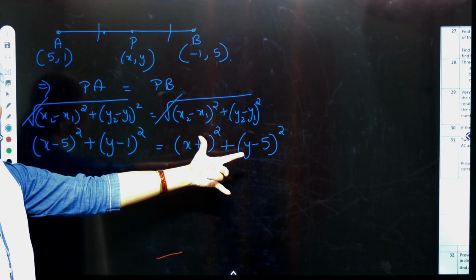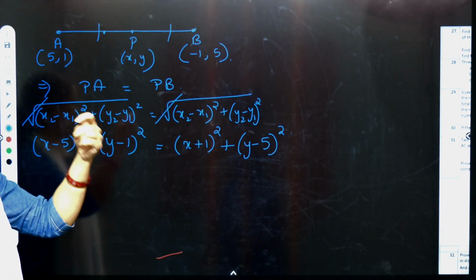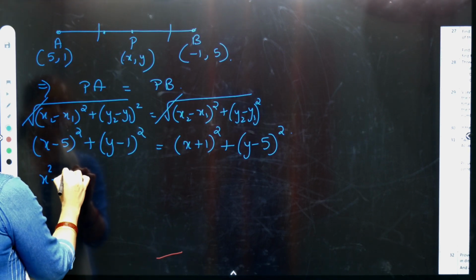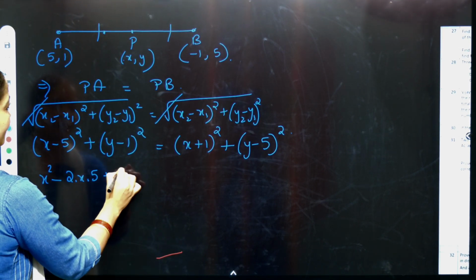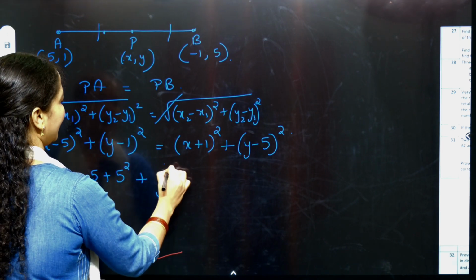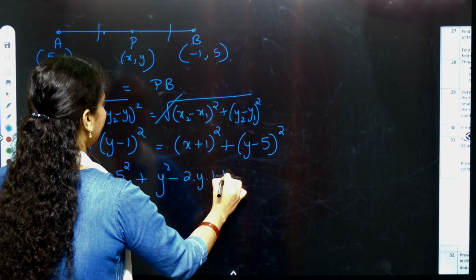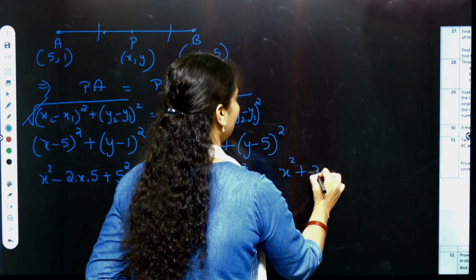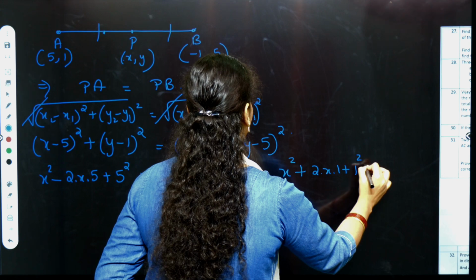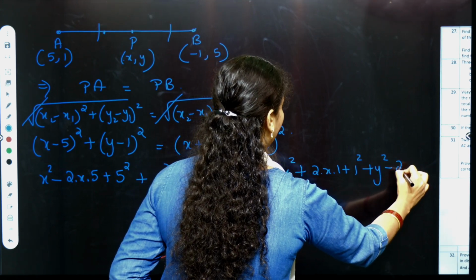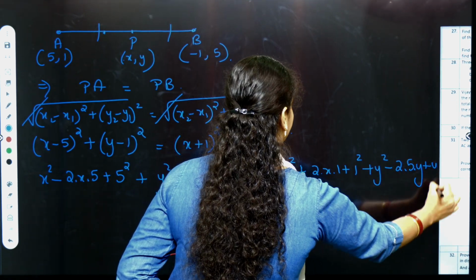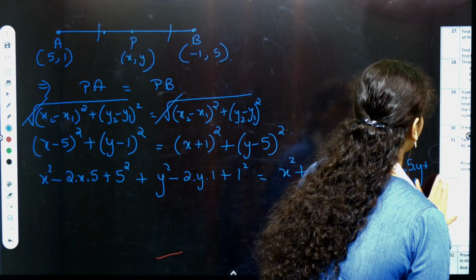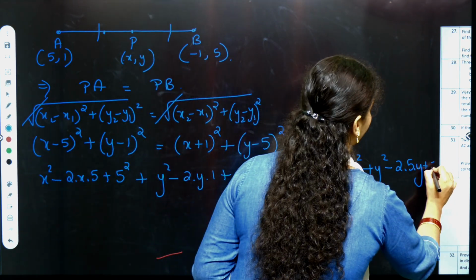Now all are having squares, I can expand them according to (a plus b) and (a minus b) the whole square, which turns into x square minus 2 into x into 5 plus 5 square plus y square minus 2 into y into 1 plus 1 square. Again, x square plus 2 into x into 1 plus 1 square plus y square minus 2 into 5 into y plus 5 square. I should write 5 square here.